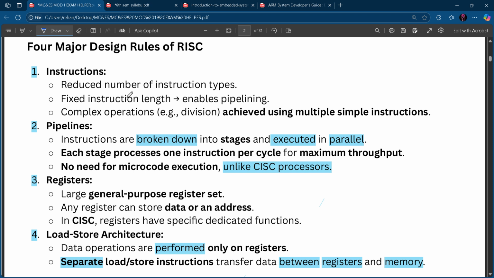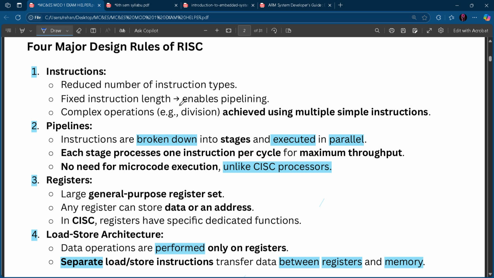So instructions. It has a reduced number of instruction types. In the sense, it doesn't have multiple instructions. It has a limited set of instructions. See, since it is filtered, it directly wrote the reduced number of instruction types. So you can also mention it has reduced number of instruction types. It has fixed instruction length. Fixed instruction length can help for pipelining.